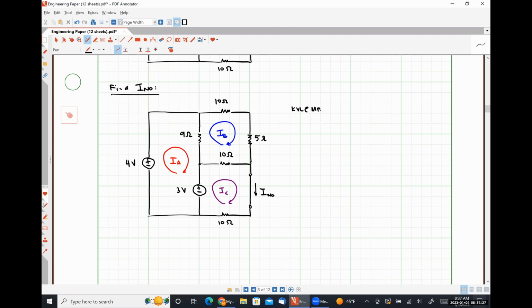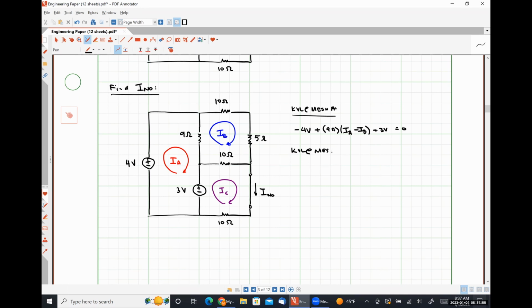So KVL at mesh A is going to be pretty much the exact same thing we had when we did mesh on our Thevenin equivalent voltage. So we are going to have -4 volts plus 9 ohms times (IA minus IB) plus 3 volts is equal to 0.